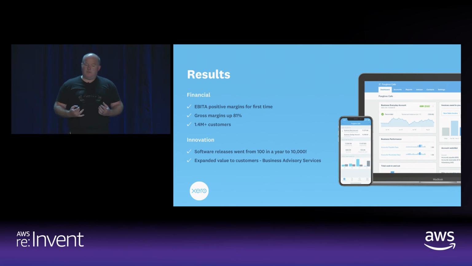So what has this meant for Xero? From a financial point of view, the finance team loves me. That's what EBITDA positive means. Our gross margins are up to 81%, and we have 1.58 million customers. In terms of innovation, we've moved from 100 releases 4 years ago to over 10,000 releases this year. Our customers have also benefited from a new class of feature focused around business advisory services, which has been enabled by getting to market faster.